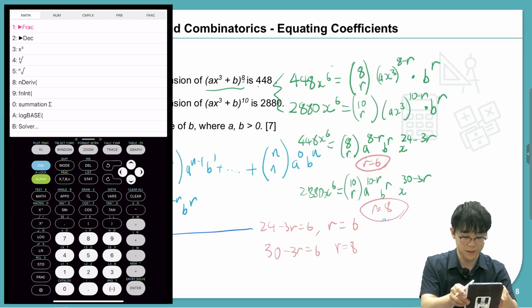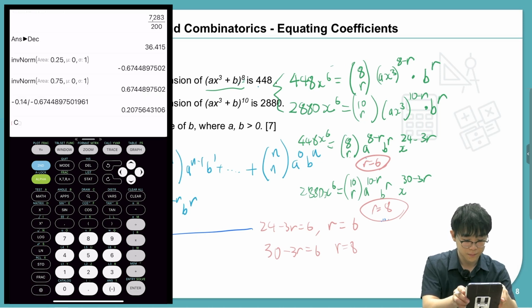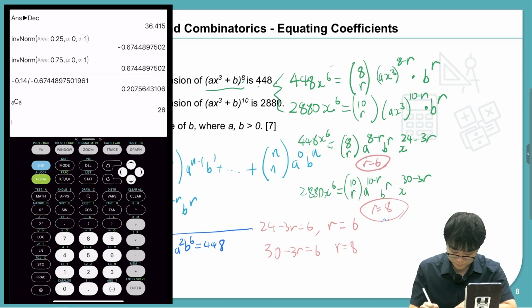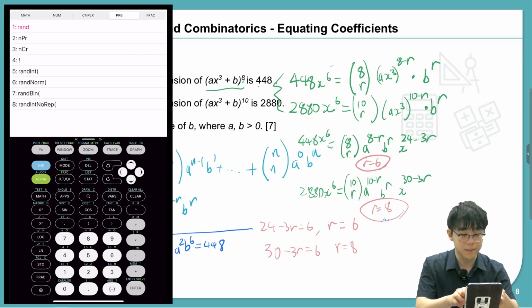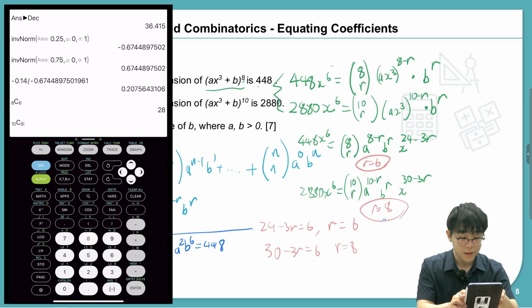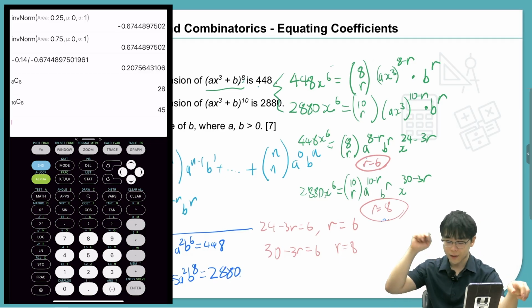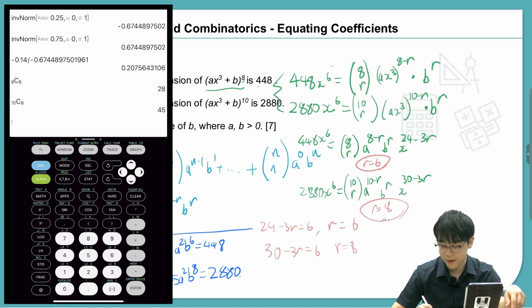But let me just check what the combination values are. So if you have 8 choose 6, that's going to be 28. So 28 a squared b to the power of 6 is 448. And then 10 choose 8, what's that going to be? That's going to be 45. So 45 a squared b to the power of 8 is 2880. So we could go for dividing the equations, right? If we divide 45 a squared b to the power of 8 by 28 a squared b to the power of 6, we're going to get b squared left.